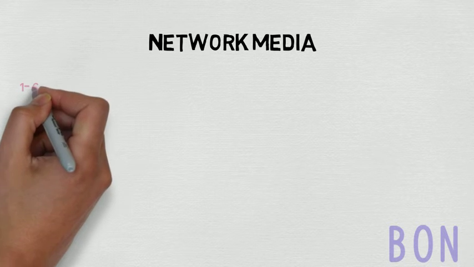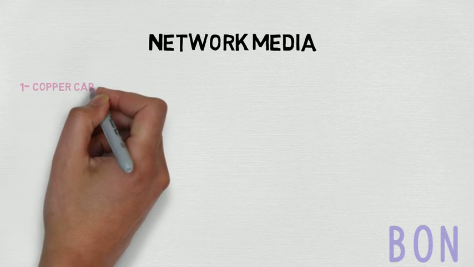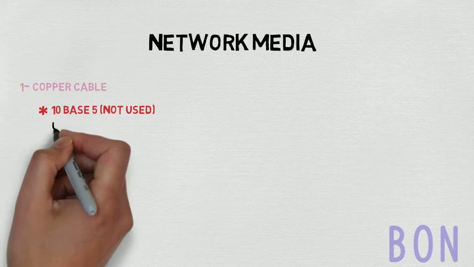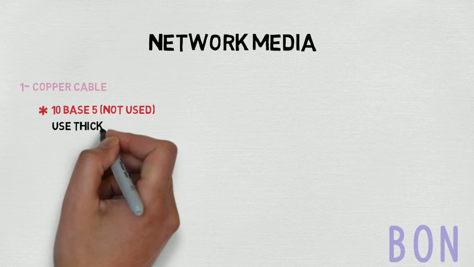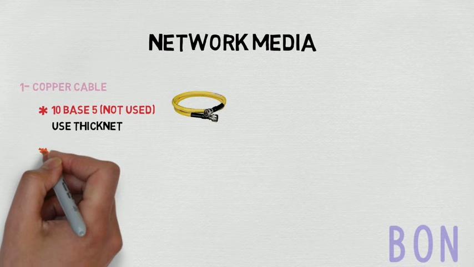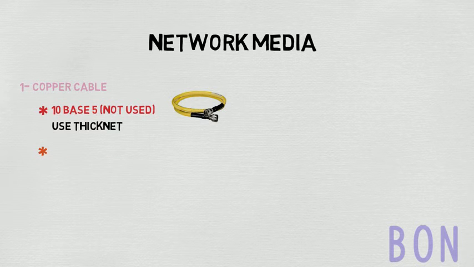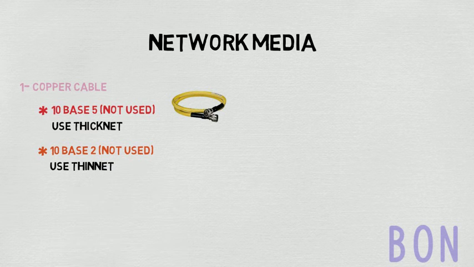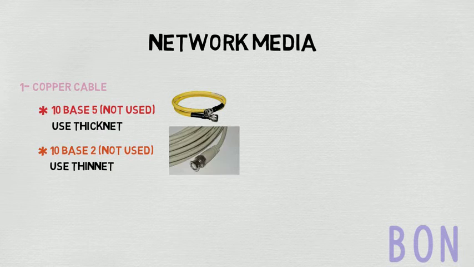Now we'll talk about network media. The first one is copper cable. Copper cable has three types. The oldest one is 10Base5. It's not used now, it was used in the past. It uses thicknet, which means a thick wire. The second type is 10Base2, which is also not used in recent times, it was used in the old days. It uses thinnet, which is a thin wire.